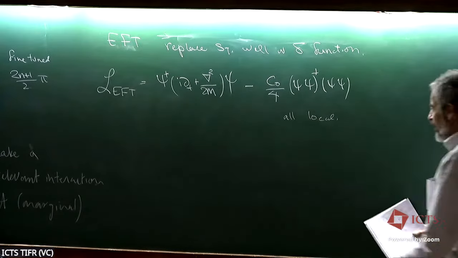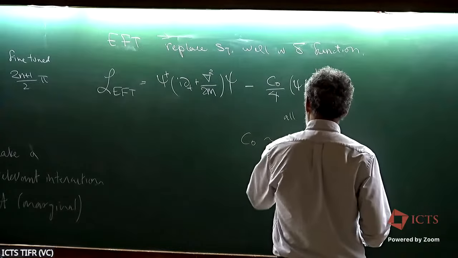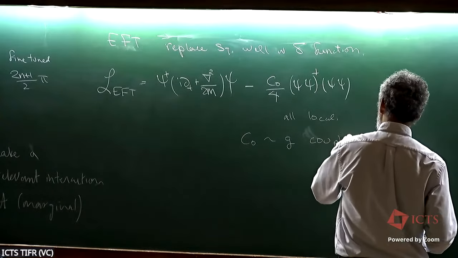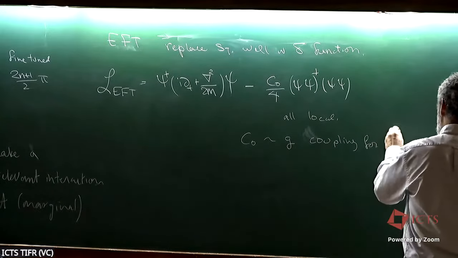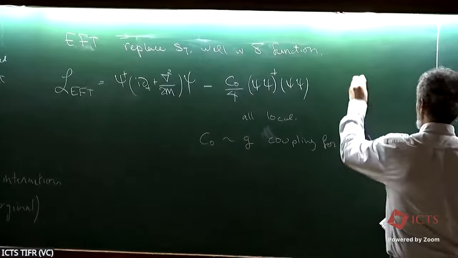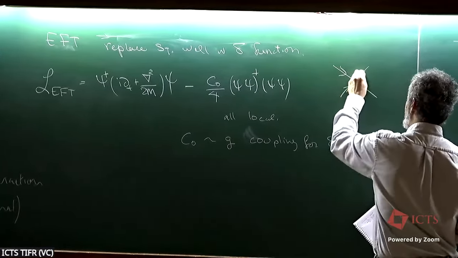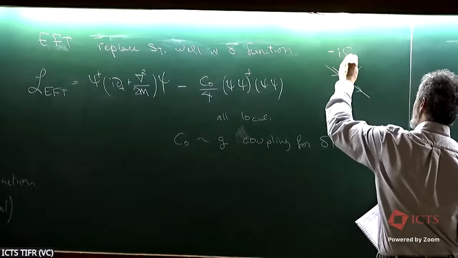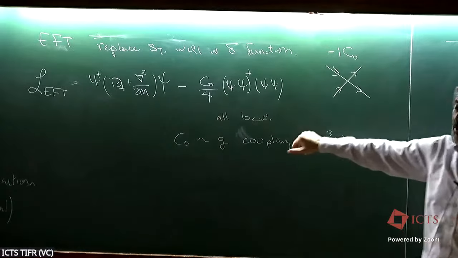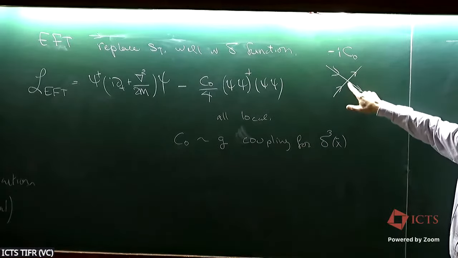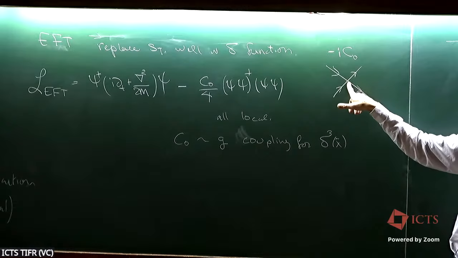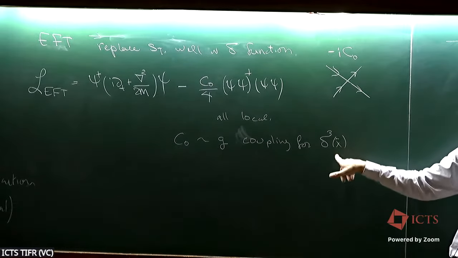And C naught is going to therefore look like our coupling constant, because you can see from this Lagrangian, just from the Feynman diagram, that the Feynman rule for this interaction is minus i C naught, the combinatorics for a psi dagger squared and a psi squared canceled before. And therefore this Feynman diagram shows you that these particles have to sit at the exact same space-time point if they are to interact, and that is the definition of a delta function.